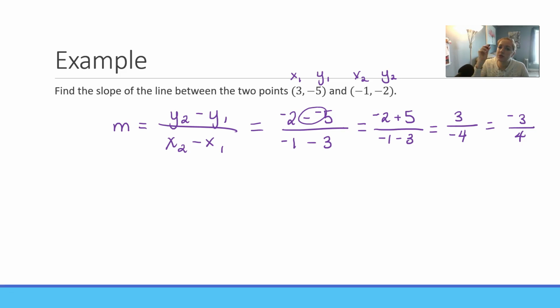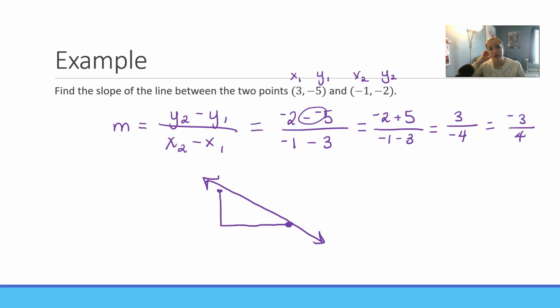So this means we go down 3 and to the right 4, right? We're going down 3, 1, 2, 3, to the right 1, 2, 3, 4. So our slope, if I could draw a straight line, our line would look something like that. It's going downwards because it's a negative, and we're going down 3 over 4 for each one.